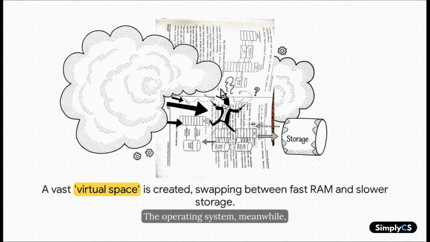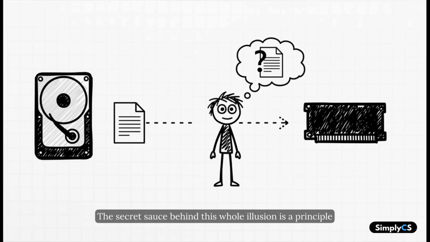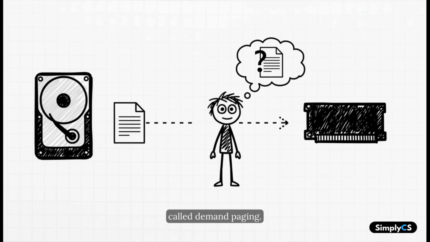The operating system, meanwhile, acts like a master stage magician. It's constantly shuffling the pages the program actually needs right now into the small, super fast physical memory, while leaving everything else sitting out on the hard drive. The secret sauce behind this whole illusion is a principle called demand paging.